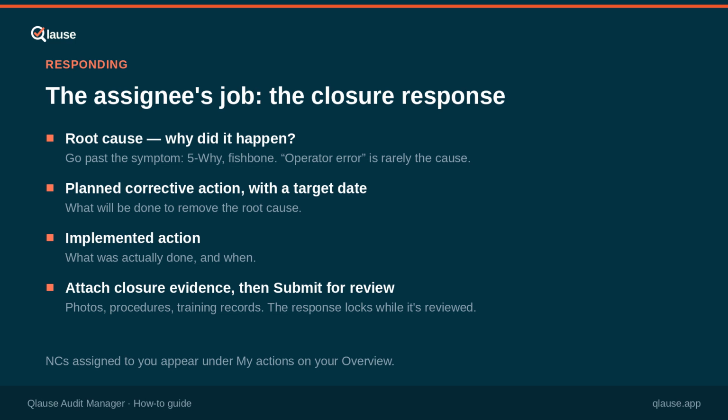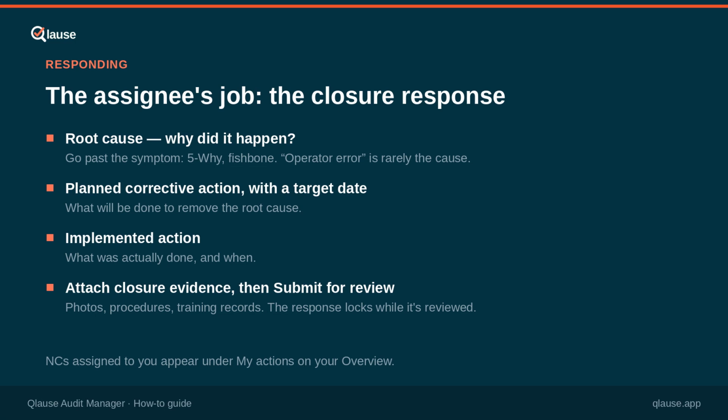Then the planned corrective action and its target date. What will be done to remove that cause? Then the implemented action. What was actually done and when? Attach closure evidence, the photo of the fixed labeling, the new procedure, the training record. Save as you go. When the response tells the full story, click Submit for review.